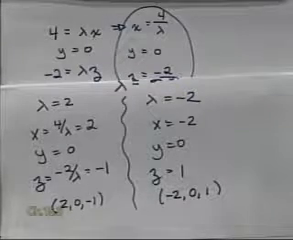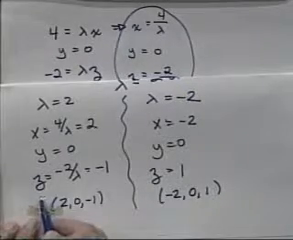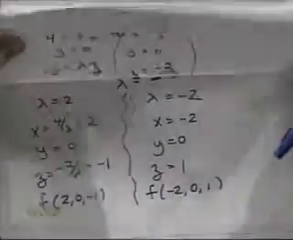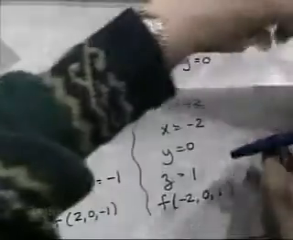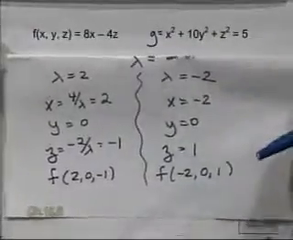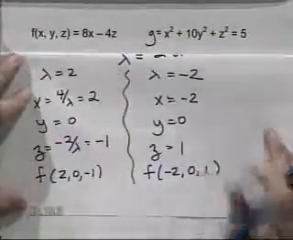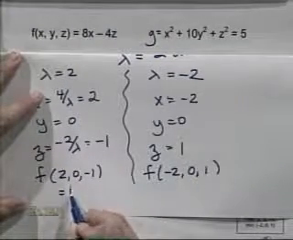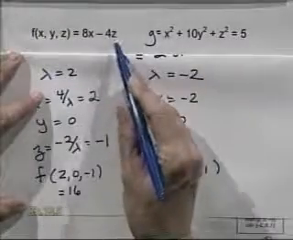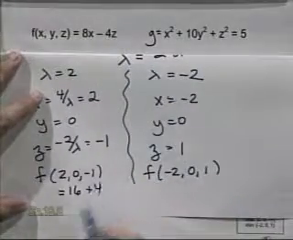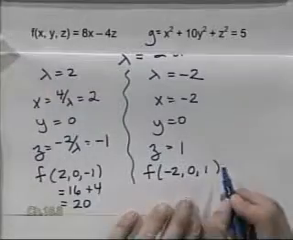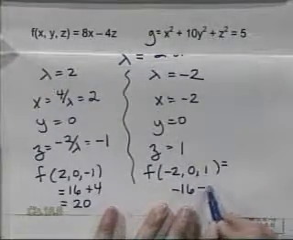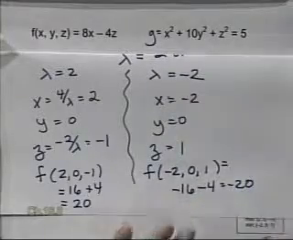And then how do we decide which guy's the max and which guy's the min? We evaluate the original function at both of those points. And what was the original function? Go back and find it. The original function was 8x minus 4z. So f of 2, 0, negative 1 is 8 times 2, which is 16, minus 4 times a negative 1, which is a negative 4. So that's plus 4, which is 20. And this one's going to be 8 times a negative 2, which is a negative 16, minus 4 times 1, which is minus 4, is a negative 20.